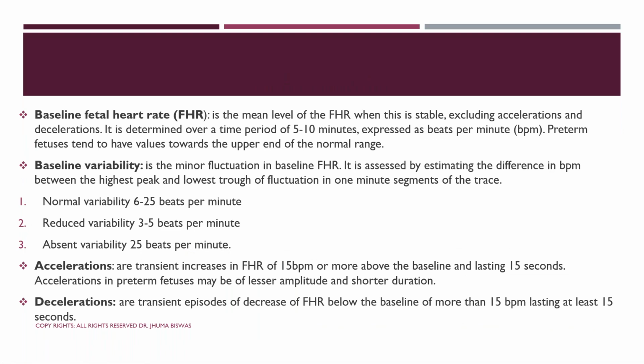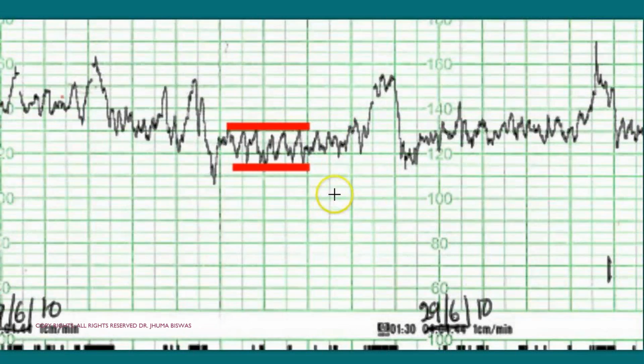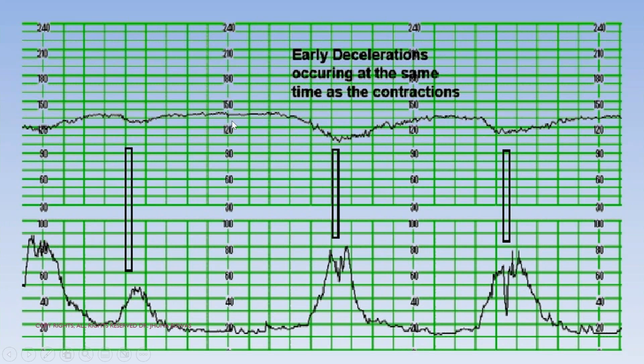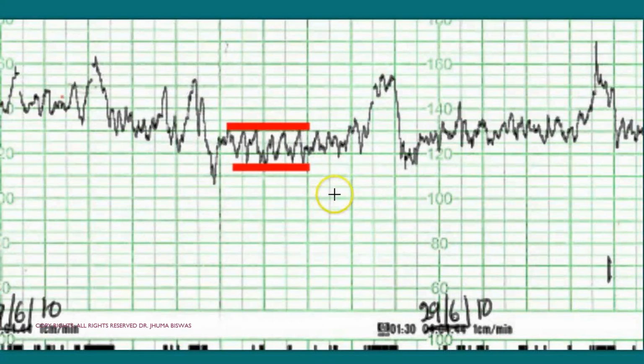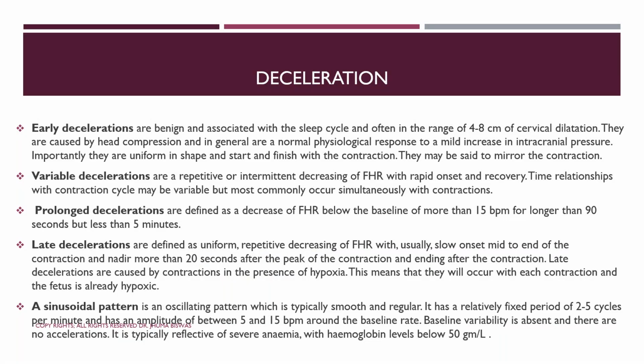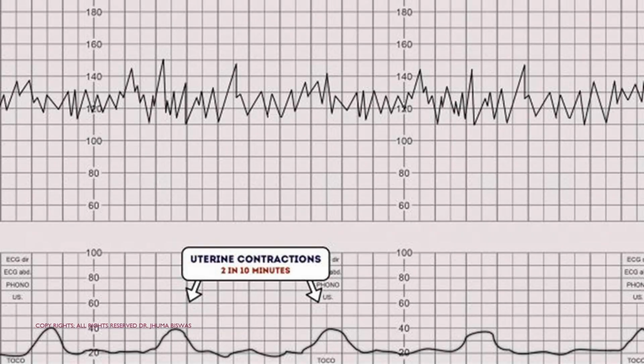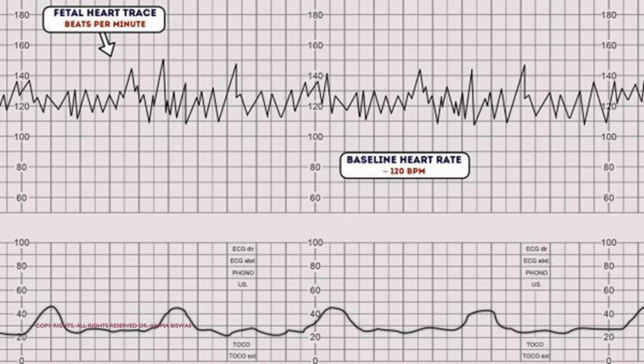The next thing we see is the deceleration. Deceleration means that there is a slowing of the fetal heart rate of more than 15 beats per minute, and it persists for more than 15 seconds. That indicates deceleration. Okay, so when we see a deceleration, we always see what type of deceleration it is, whether it is an early deceleration, a variable deceleration, a late deceleration, or a prolonged deceleration.